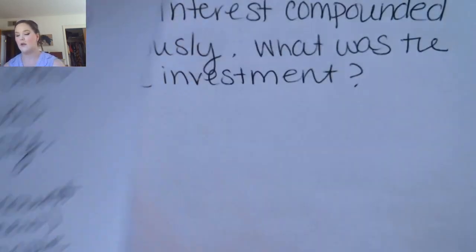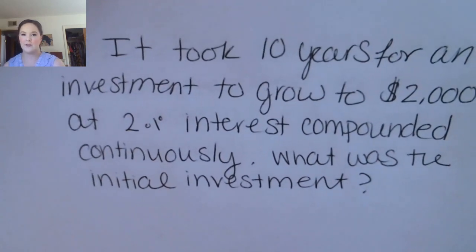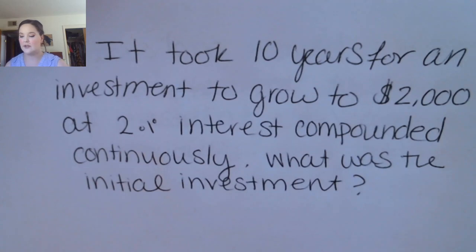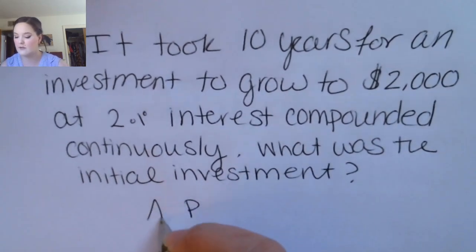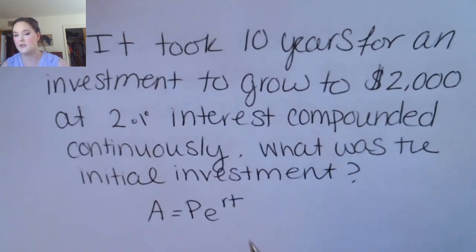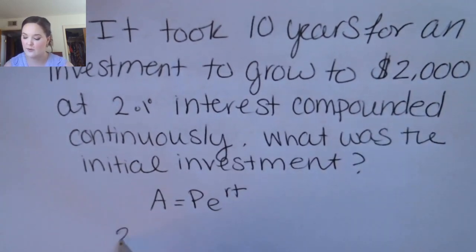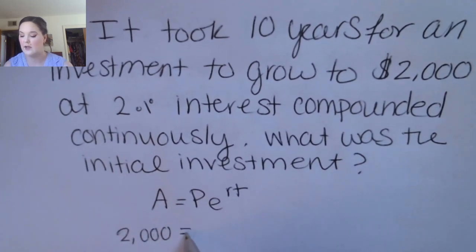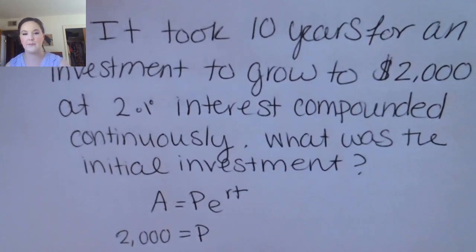All right, let's do one more problem like that. Still compound interest. This one says it took 10 years for an investment to grow to $2,000 at 2% interest compounded continuously. What was the initial investment? So again, we're going to use this, A equals Pe to the rt. It's growing to $2,000, so this is our new amount. The question is actually what is the initial investment? So we're going to leave P as our variable.